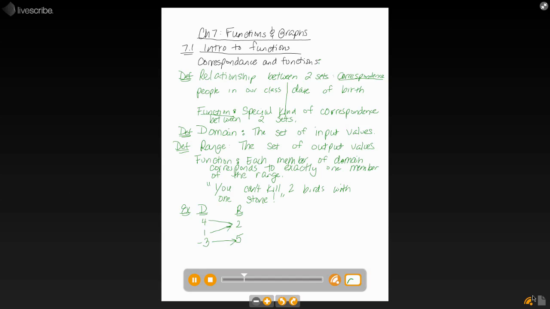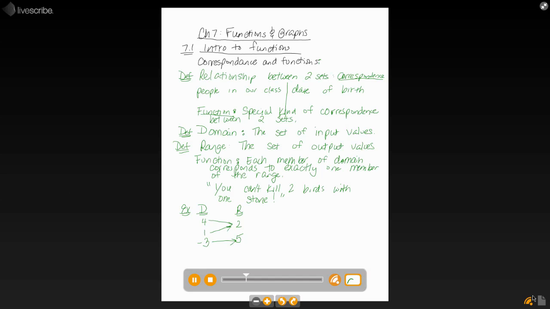That's my correspondence, okay? Everybody kind of get the idea that there's a domain set and a range set, and that there's a correspondence between the two? If I input 4 into my correspondence, out comes a 2. If I input a 1, out comes a 2. And if I input a -3, out comes a 5. Okay? So now the question is, is this a function? Did I kill two birds with one stone? What do you guys think?